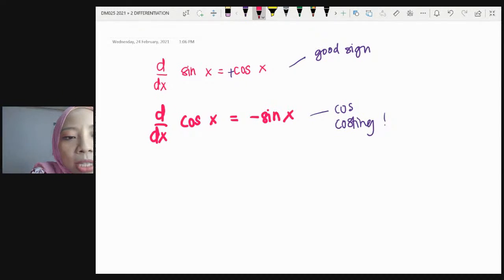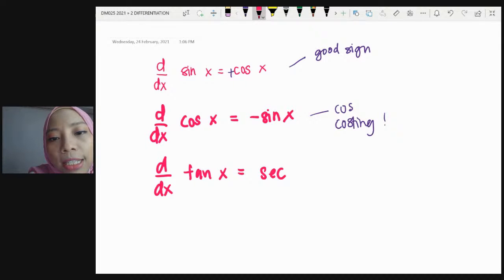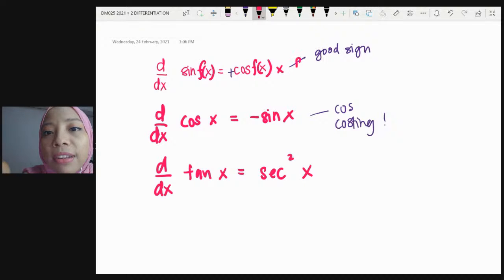And next, we have the derivative of tangent x is equivalent to secant squared x. But if the function is no longer x, but for example f(x), the same applies, but you have to multiply with the derivative of the function.